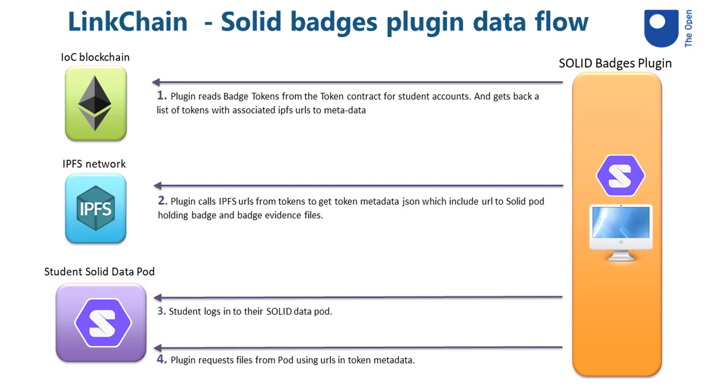It uses the token names and images from those files to draw the list of badges on the screen. It also takes the URL details of the open badge files and any evidence files and creates the download buttons on the badges list. If the student wants to download a badge or badge evidence files, they first have to log into their Solid pod through the plugin, and then the plugin can retrieve the requested files from Solid.